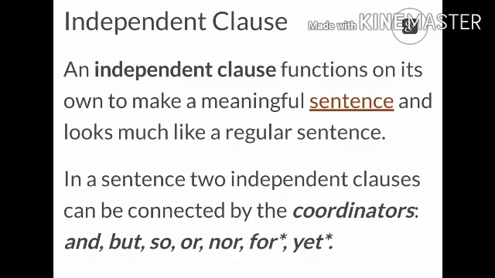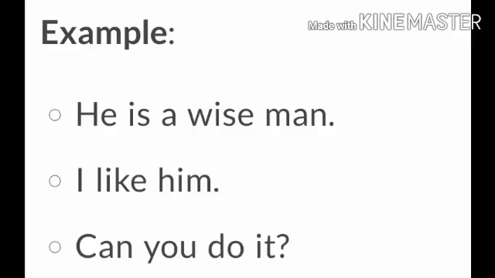That means we already read two clauses can be there in a particular sentence. Similarly, two independent clauses can be connected by the coordinators. Now again, a thought will be there in your mind: what are these coordinators? Coordinators means when we connect two different sentences, adding and or using and, but, so, or, nor, for, yet is called coordinators. Now let us see some examples and it will be more clear.